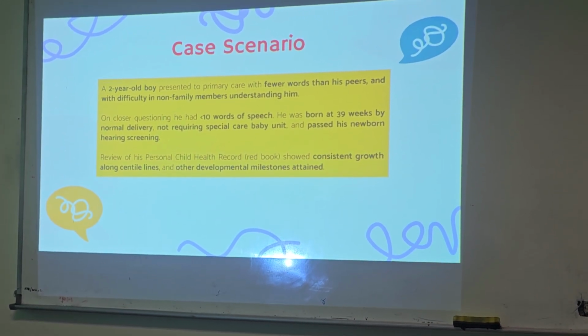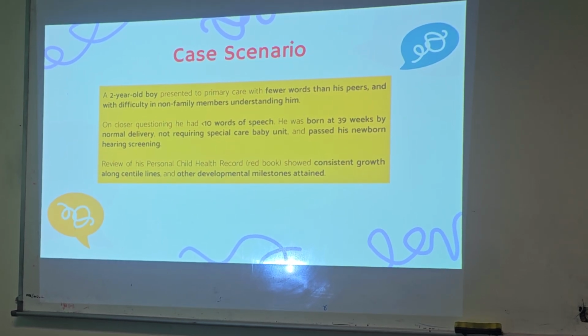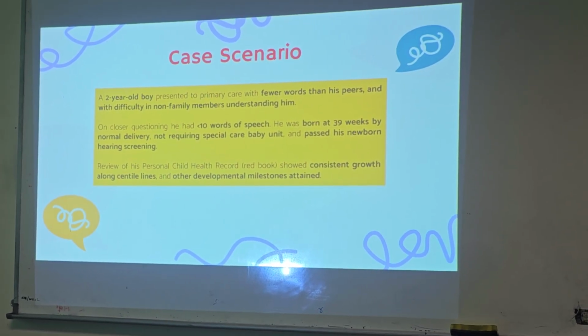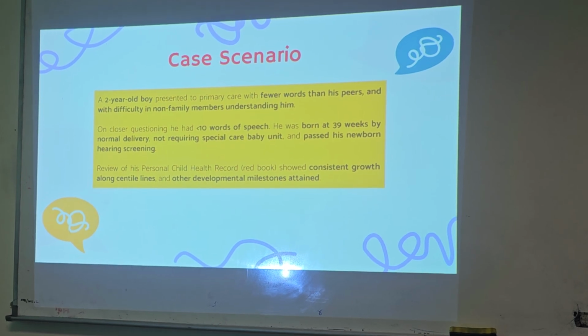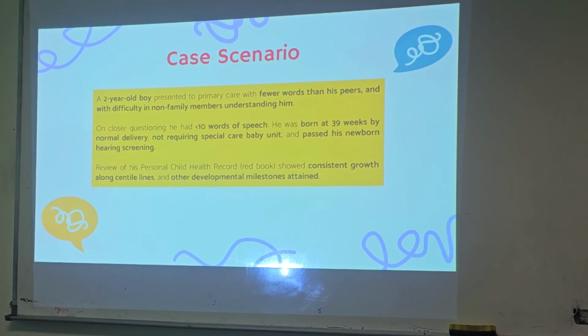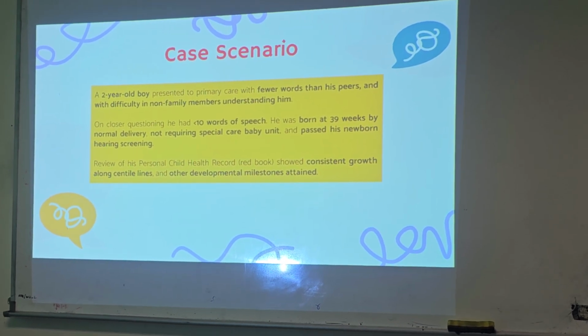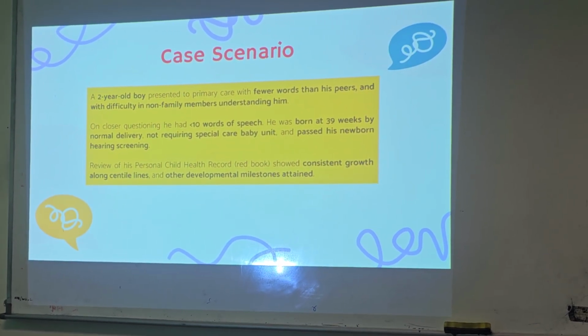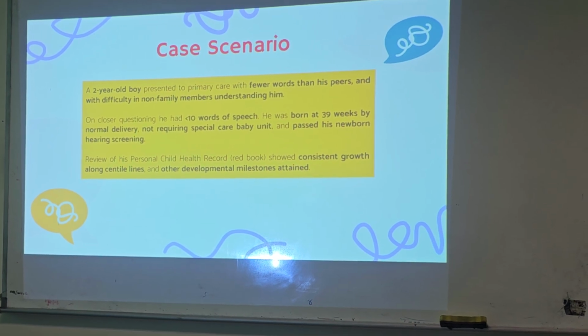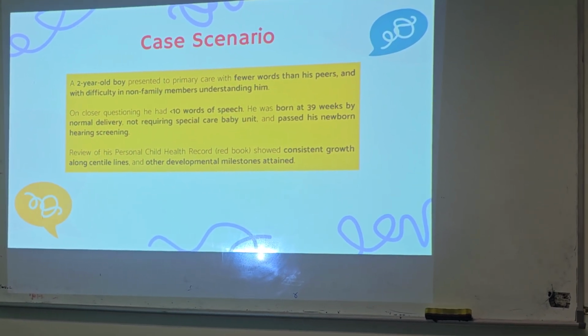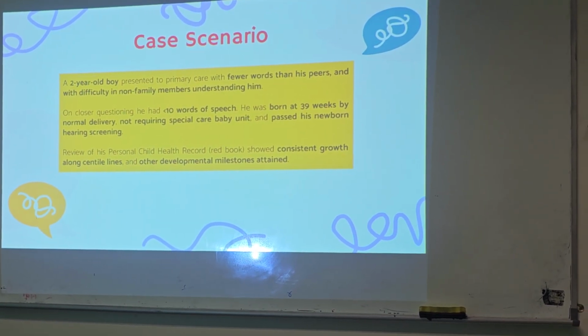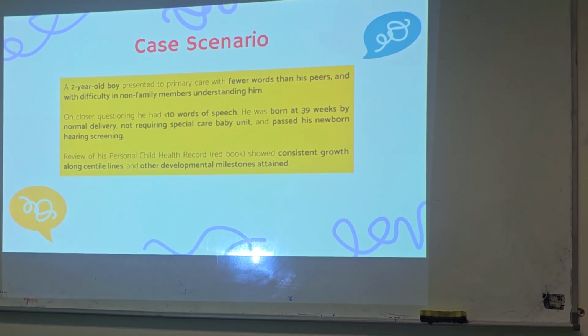So I would just like to ask the audience here, based on this case, what is your provisional diagnosis? Maybe just based on the case itself, what does it point you towards? Slow development. Slow speech development. Yeah, correct. It's actually a type of speech delay and language delay.